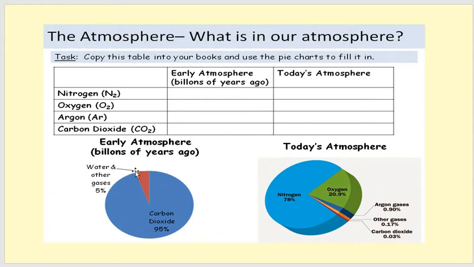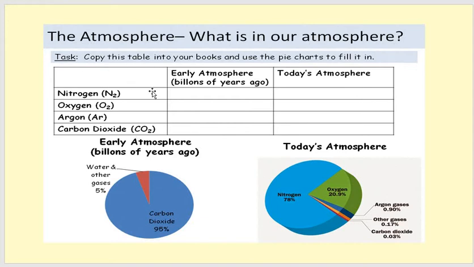So here, this is the early atmosphere. You can see there's 95% carbon dioxide and there's some other gases here. Today's atmosphere, we've got a lot more slices. Now, I'm not going to read all the numbers out to you because your task, first written task of this lesson, is to copy this table.